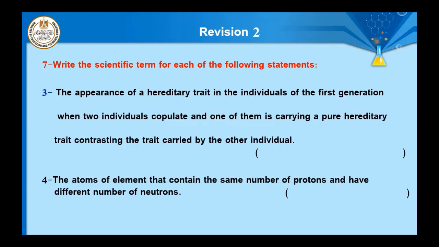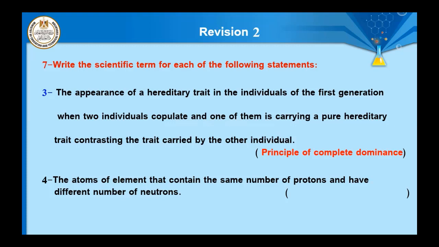Number 3. Appearance of heredity trait in the individuals of the first generation, when two individuals copulate and one of them is carrying pure heredity trait, contrasting the trait carried by the other individual. It is a principle. And its name is, yes, think about this question. Principle of complete dominance. Principle of complete dominance is that there are two traits. One of them appears in the first generation and the other disappears. That is the principle of complete dominance.